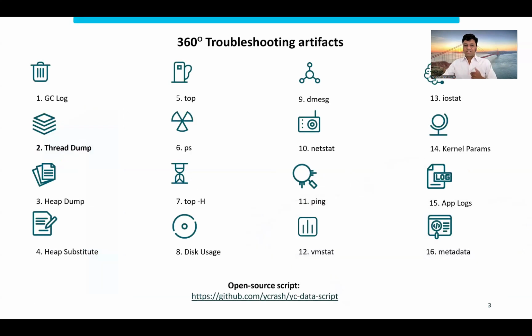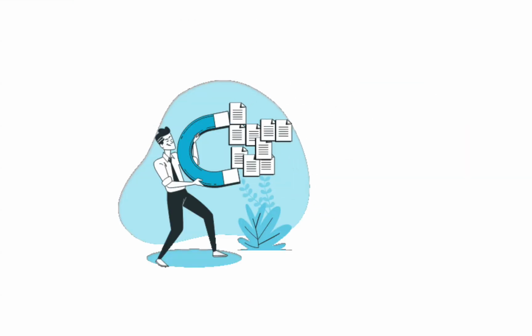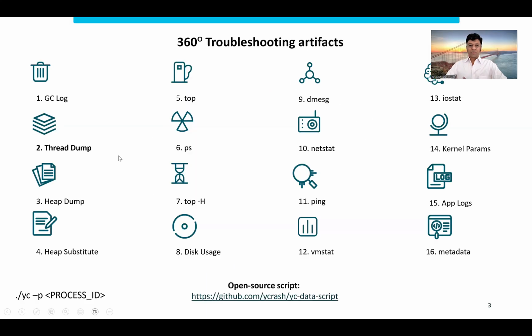This organization used an open source script called the YC script. You can trigger this script just like this: yc -p process ID. This is the process ID of the application which is in trouble. When you trigger the script, it is going to capture 360-degree data from that application stack. Let's see what data it's capturing.